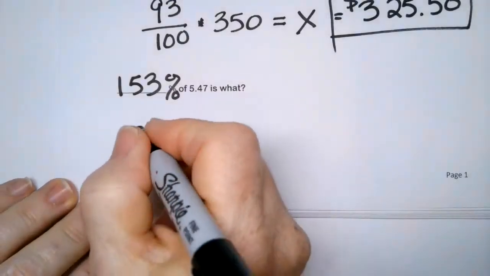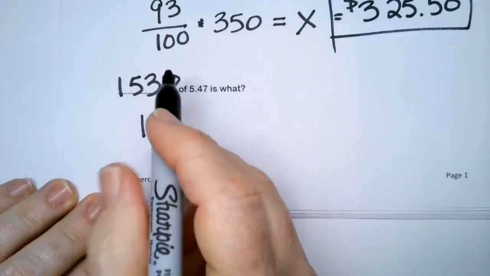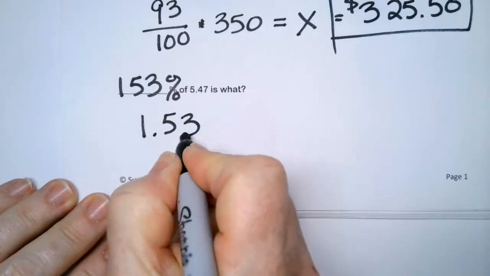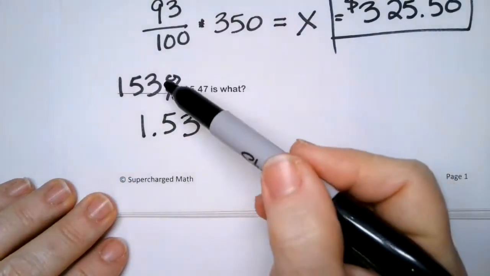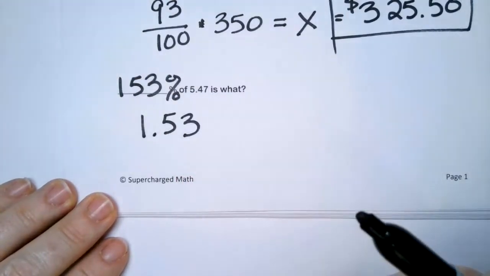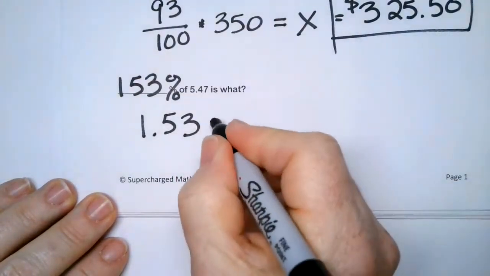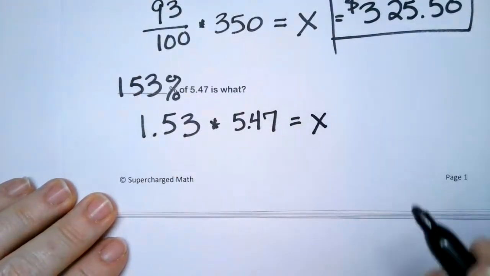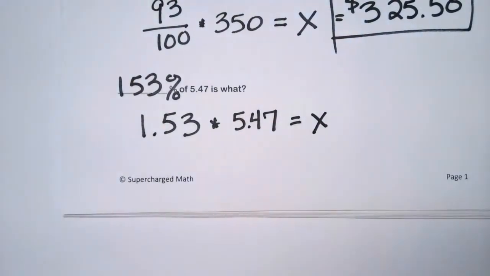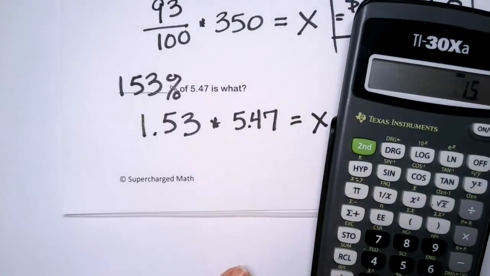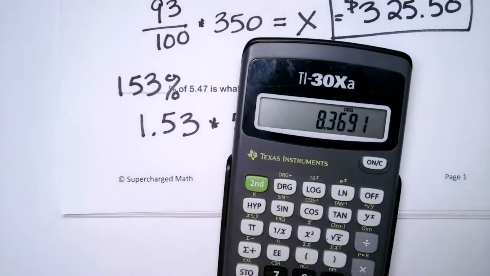Okay, when it's more than 100%, remember this is 153 divided by 100. So that's 1.53. To get from the percent to the decimal, we simply divide by 100, and that's our decimal equivalent. Okay, of is multiply. This number you just drop down, 5.47 equals what? And that's what we're solving for. All right, you want to race me with your calculator? Okay, go ahead. So 1.53 times 5.47. Okay, I have this number.